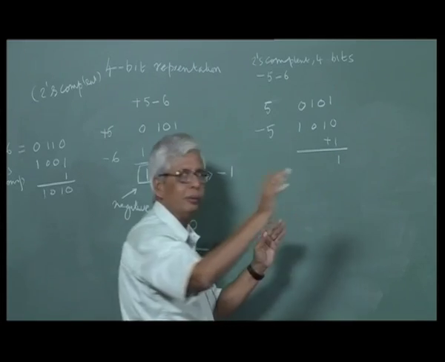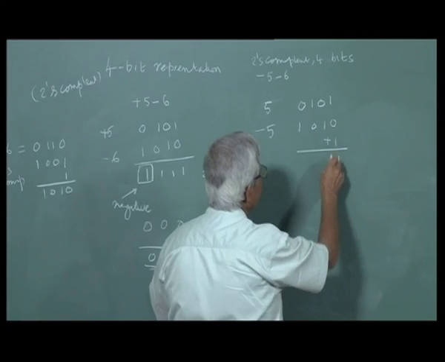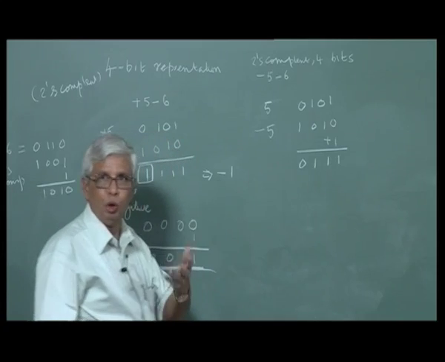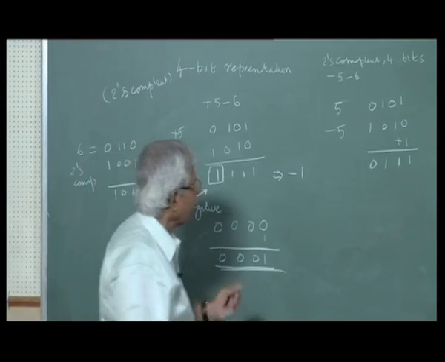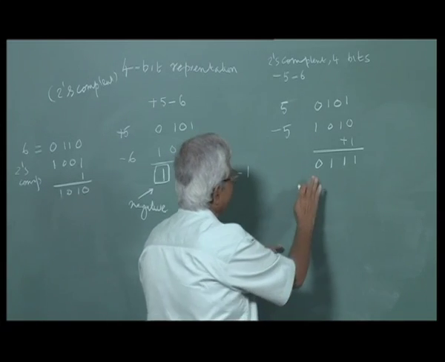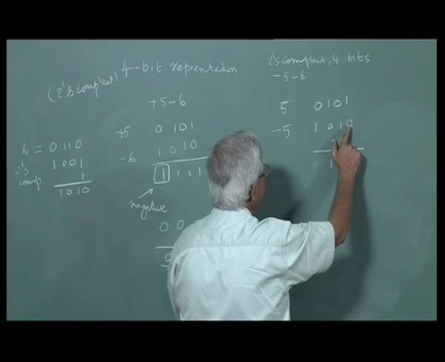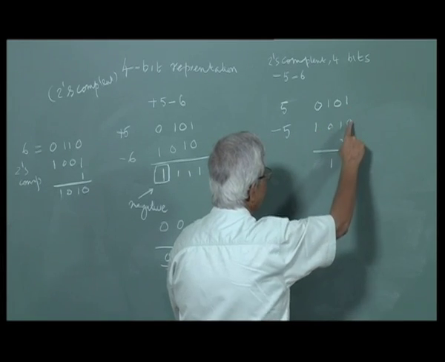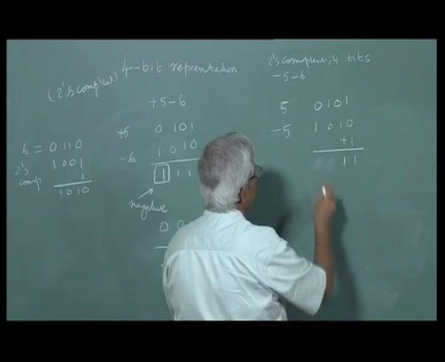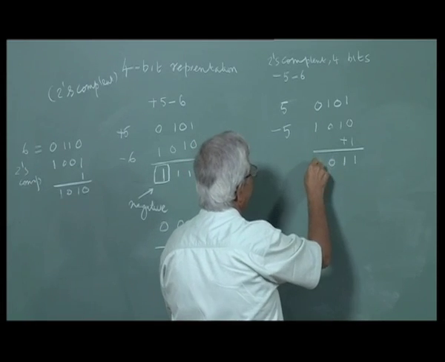1, 1, 1. 0, 1, 1. This is minus 5. I have to put this negative sign here. Minus 5: 0, 1, 0, 1 is inverted, 1, 0, 1, 0. Add 1, 1, 0, 1, 1. And this 1 will be there, negative sign.